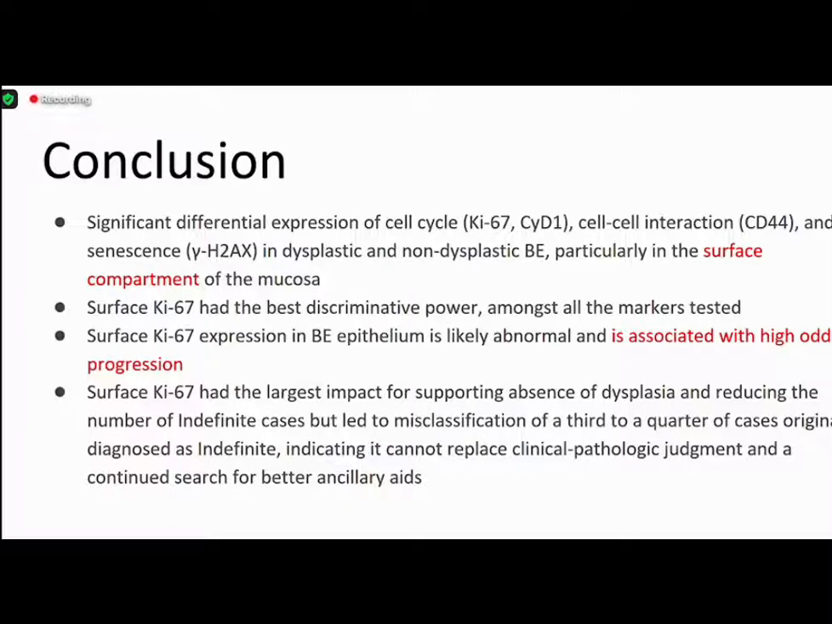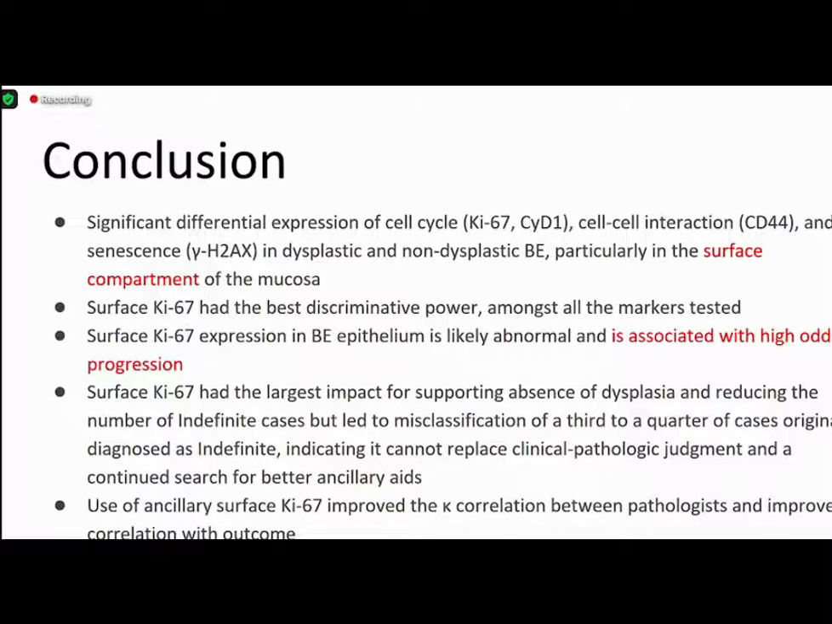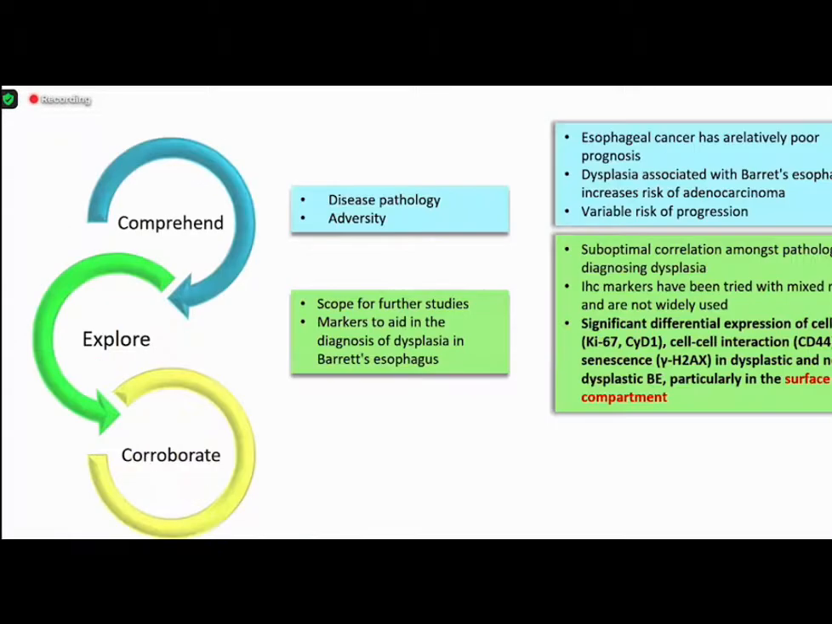And surface Ki67 had an impact on reclassifying indefinite cases with a high negative predictive value. However, about a third or quarter of these cases that were originally diagnosed as indefinite were misdiagnosed, indicating it cannot replace clinical pathologic judgment. And still there is a quest for a better ancillary aid. And use of ancillary surface Ki67 improved, lastly, the kappa correlation between the pathologists and improved correlation with the outcomes. So, back to our initial slide.